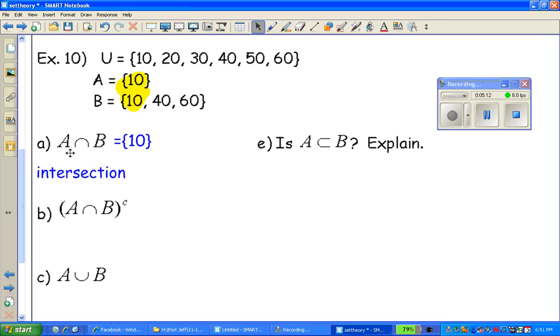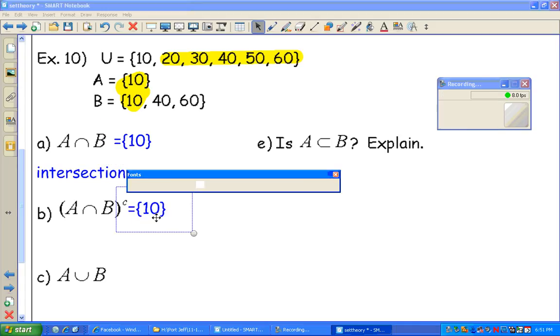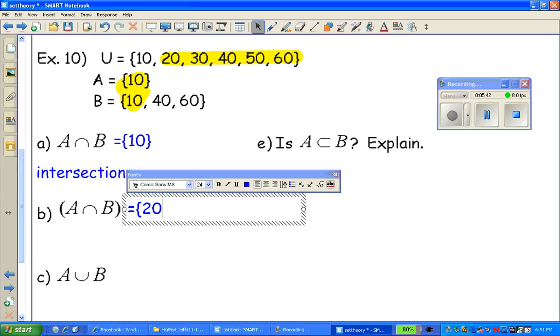Now part B uses the exact same notation, except I see it's asking for the complement. The complement of the intersection of A and B would be all the other elements in the universe that are not right here. The only one here is 10. That means everything else. All of these are the complement of the intersection of A and B. So we would list them in braces: 20, 30, 40, 50, and 60.